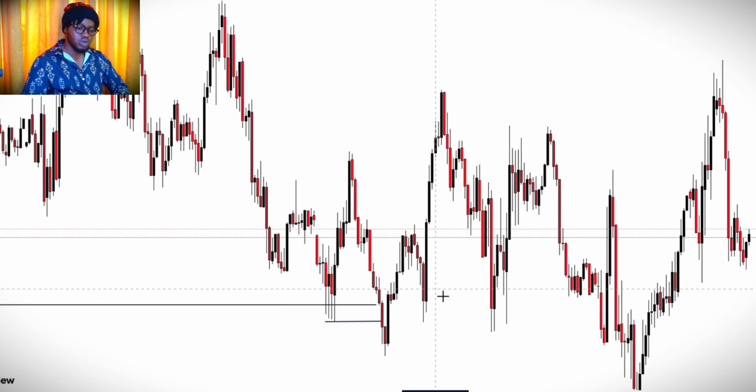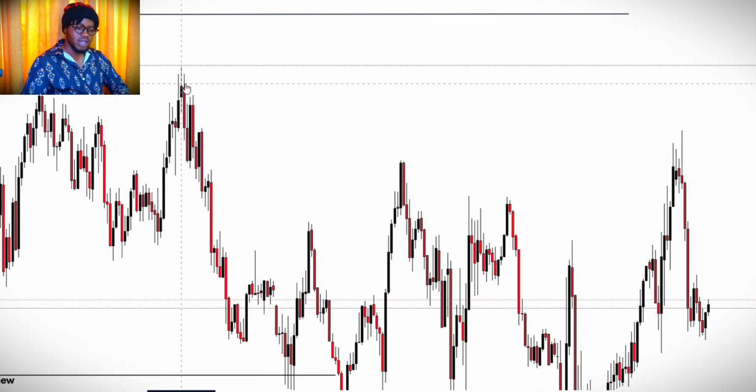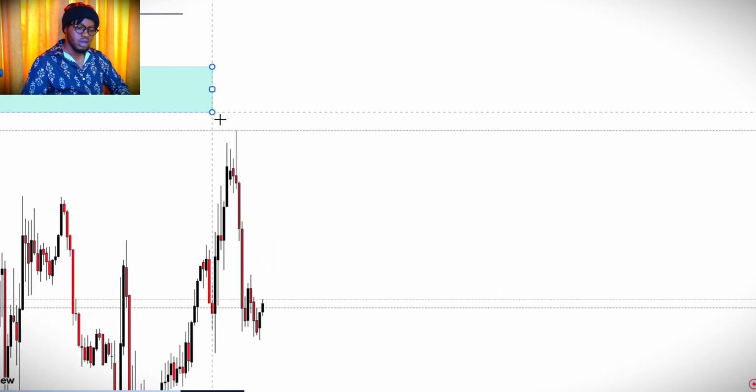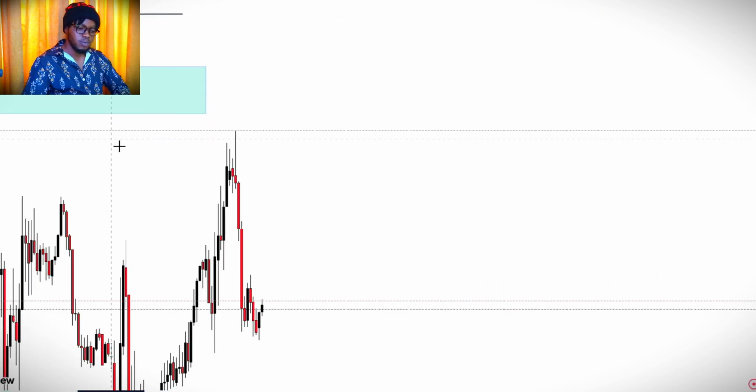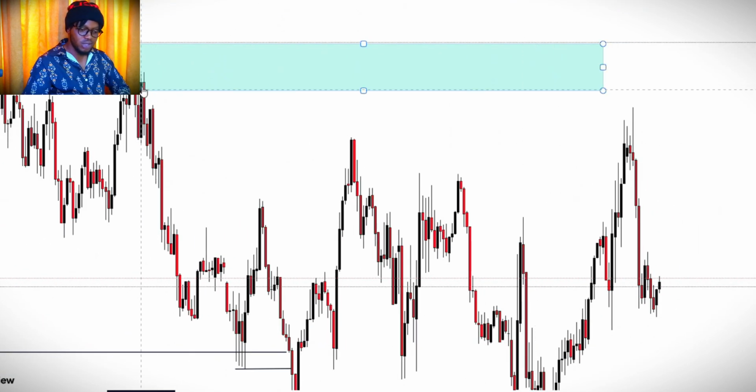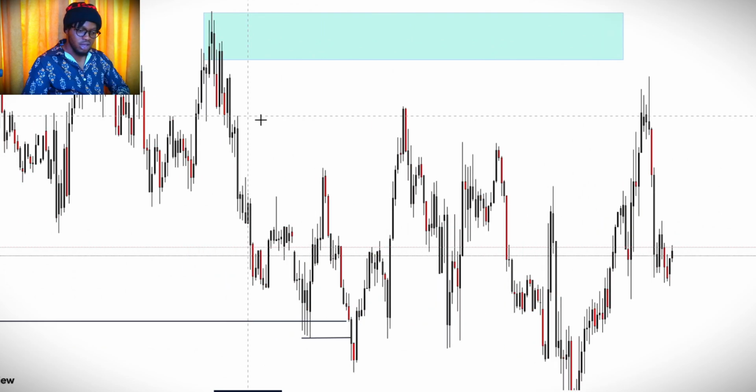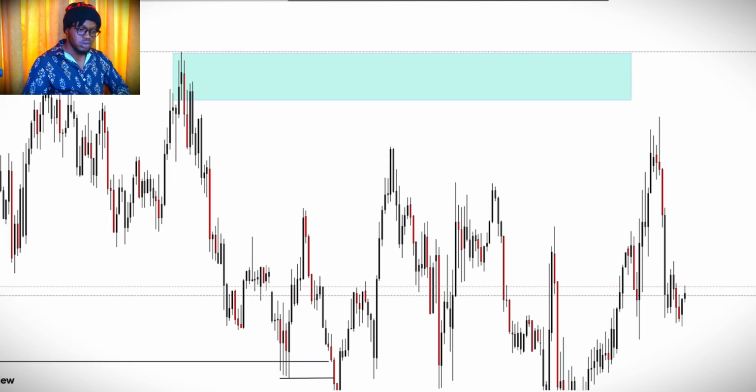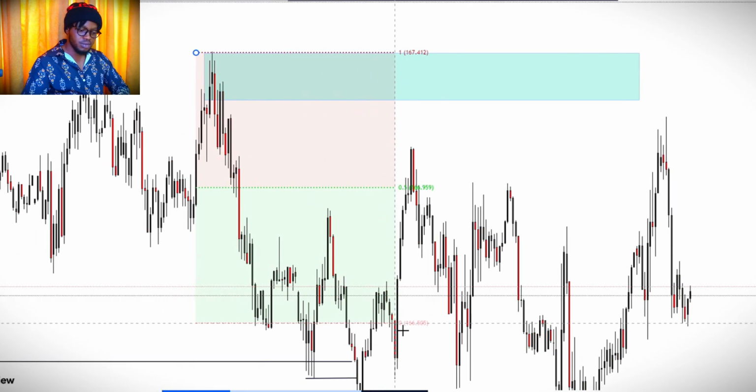So after the shift of structure, here is my supply zone, here is my current supply zone, like this. So here is my supply zone and my premium and discount also. So these are the things I do. I mark out my supply zone or my demand zone anytime I'm trading.